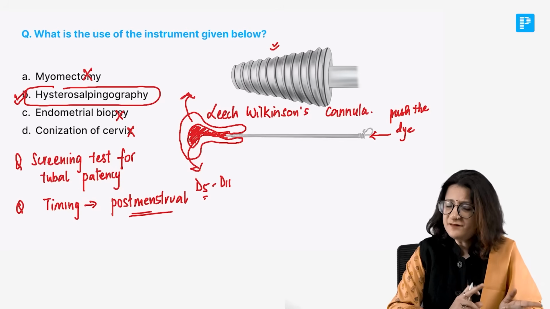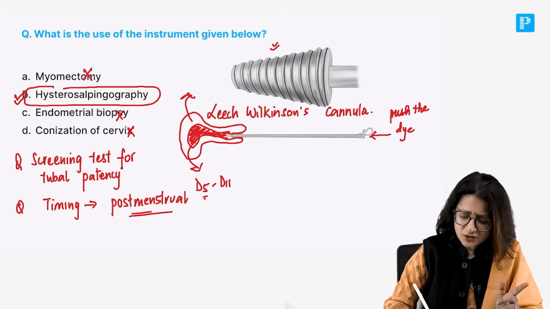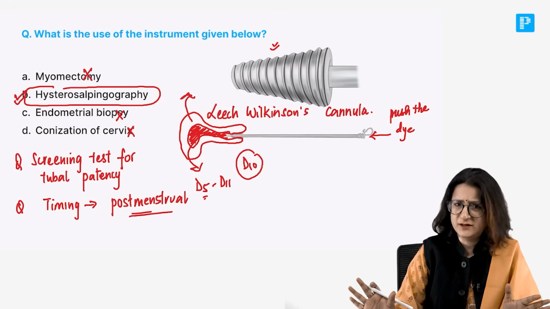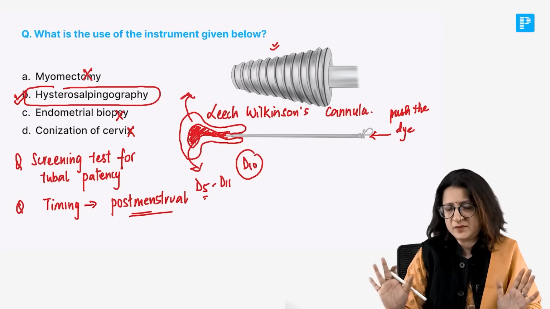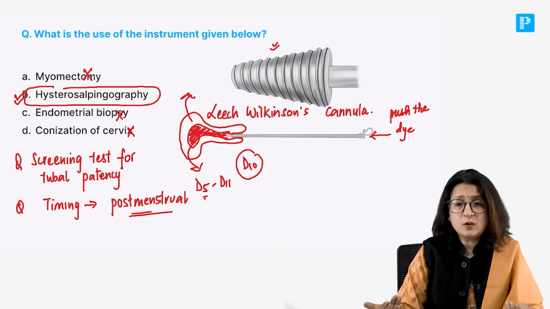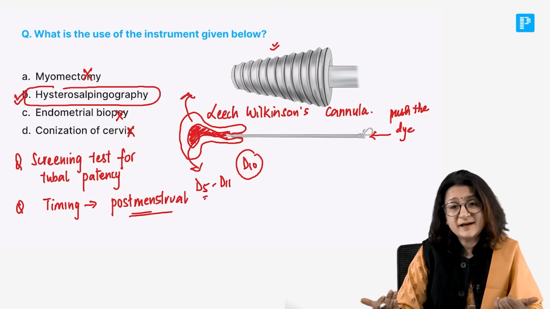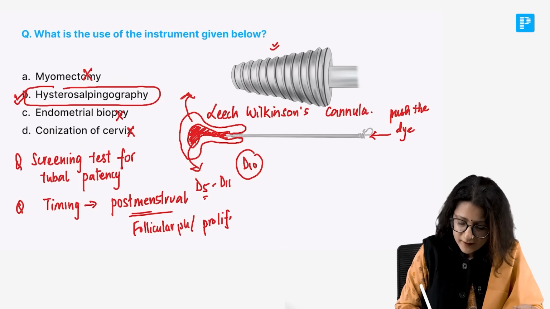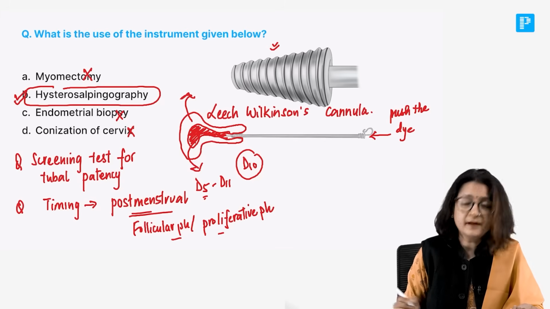Between day 5 to day 11, anytime we can do. Generally in clinical practice, we like to call on day 10 just for convention purposes, but it can be anytime between day 5 to day 11. Post-menstrual would mean it is done in which phase of the cycle? It is done during the follicular phase of the cycle, or they may say it is done in the proliferative phase of the cycle. It means the same thing.